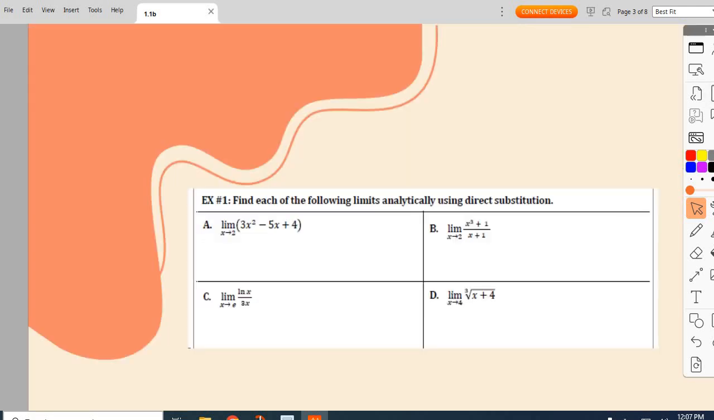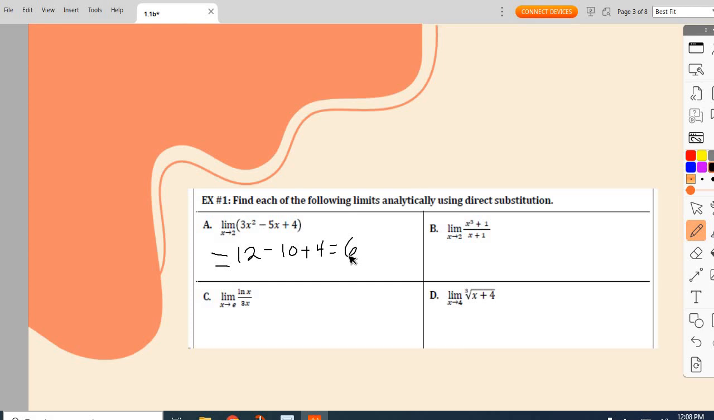First up, what do we want to try first? Plugging it in, which is also called direct substitution. So on this first one, what would we do? Plug in. Yep, and so we get 3 times 4, which gives us 12 minus 10 plus 4. So we get 6.